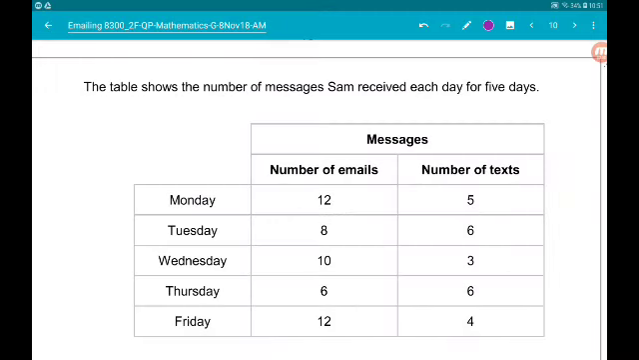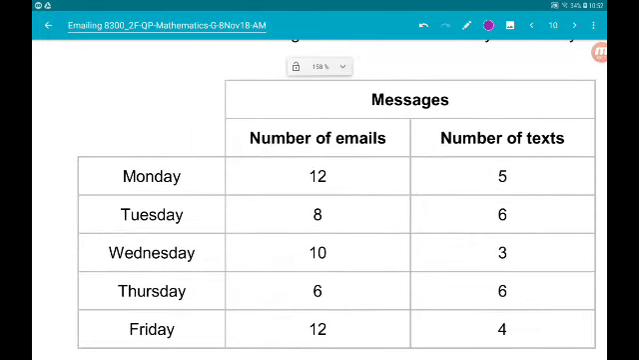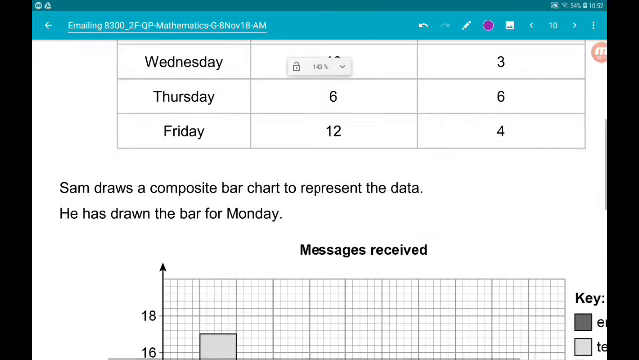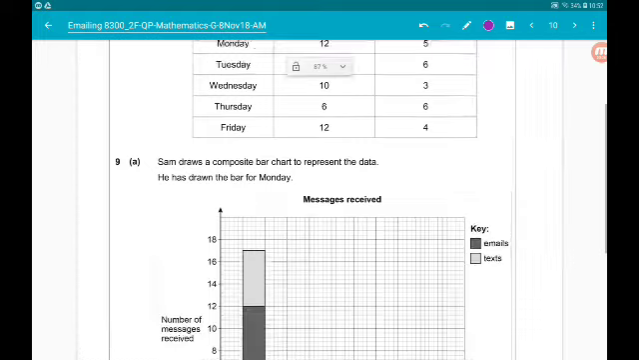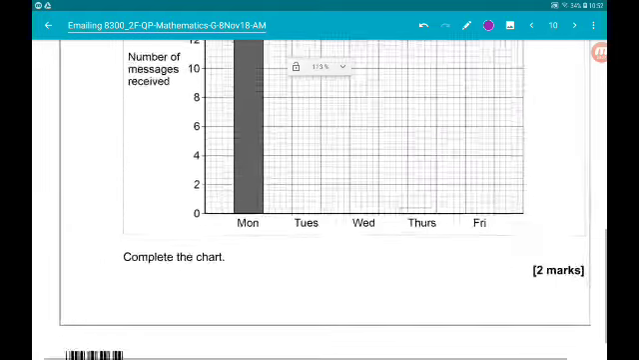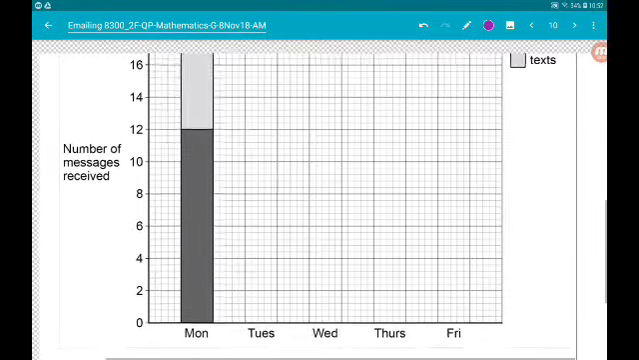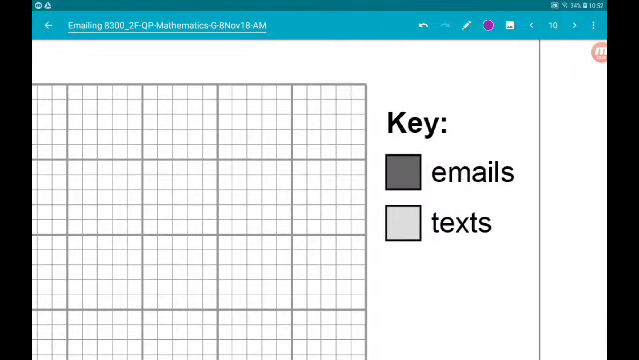Okay, number 9. The table shows the number of messages Sam received each day for 5 days. So we got Monday to Friday. Messages are either emails or texts. He draws a composite bar chart to represent his data. Being a bit lazy though, he's only drawn the bar for Monday and he wants us to do the rest. The lazy git. So, 2 marks. Okay. So, make sure you know what the key looks like. So, emails is dark, text is light.